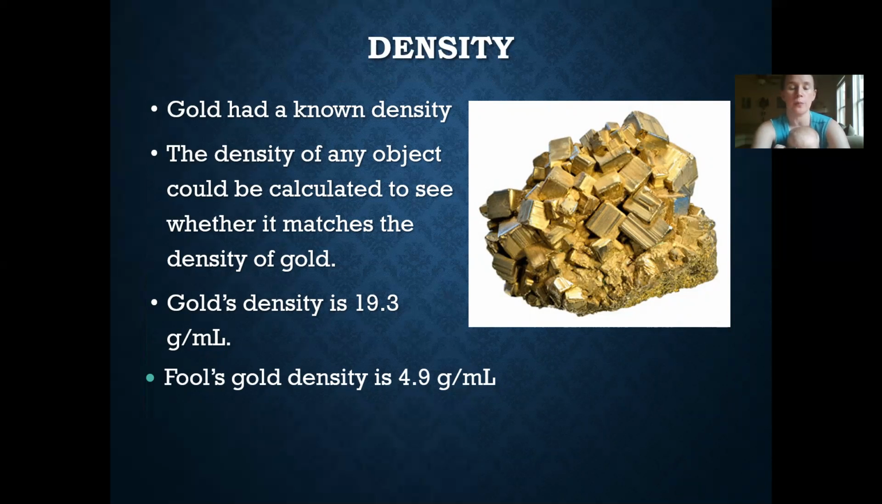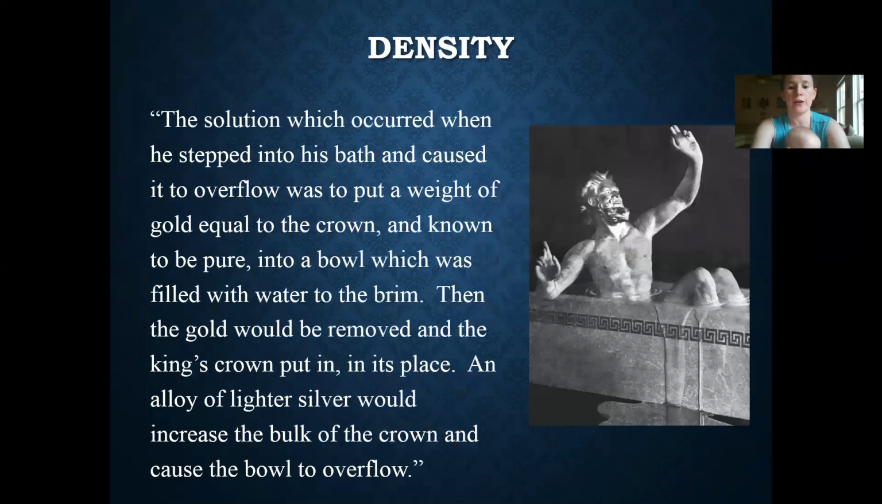So if someone gives you a lump of gold, or what they claim is a lump of gold, you can calculate its density and then determine whether it's really gold or just fool's gold. But in this case, the crown had a very complex shape, so Archimedes wasn't sure how to measure the volume of the crown. So how was he going to determine the volume?